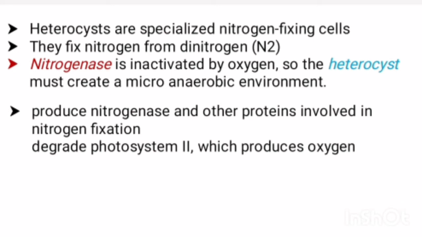Heterocysts are specialized nitrogen-fixing cells. They can fix atmospheric nitrogen to ammonia. Here the enzyme nitrogenase is involved. The nitrogenase enzyme is inactivated by oxygen. So the heterocysts create a micro-anaerobic environment. That means oxygen inactivates the enzyme nitrogenase.